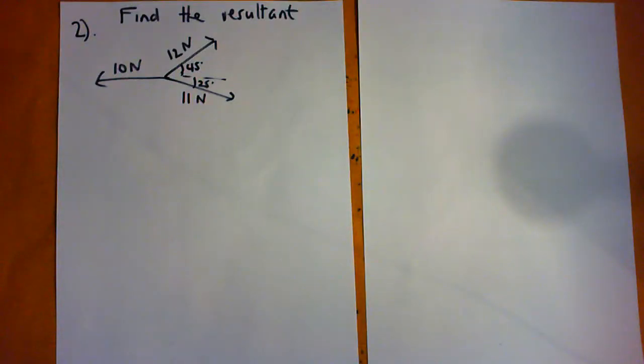Hello viewers, question 2, and we have another trio of forces to find the resultant of. We have a 12 Newton force acting 45 degrees above the horizontal on the right. We have an 11 Newton force acting 25 degrees below the horizontal on the right. And we have a 10 Newton force acting exactly to the left.